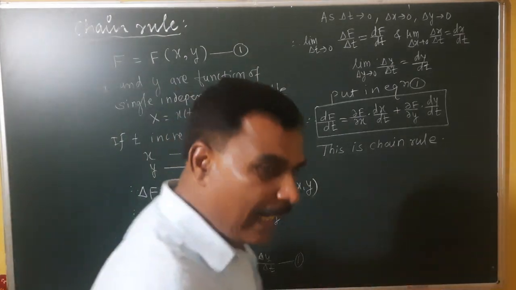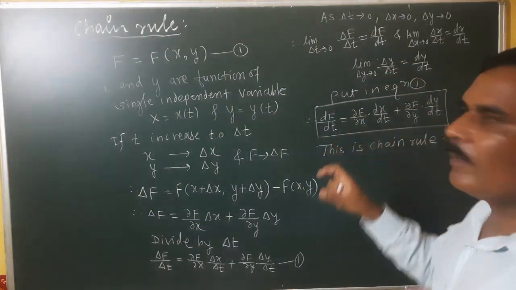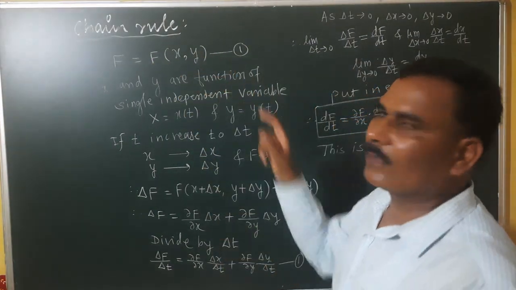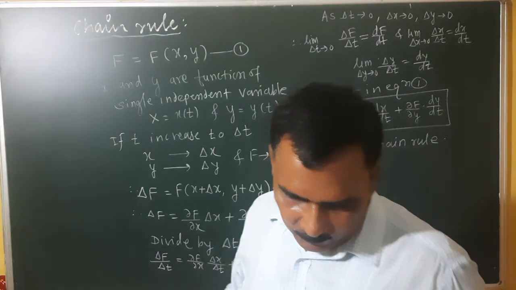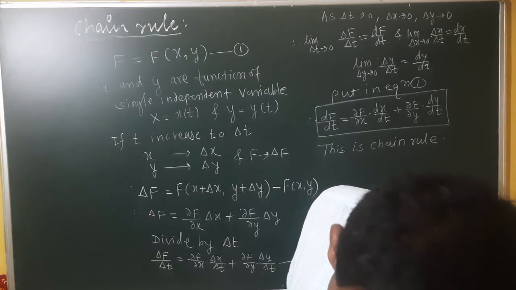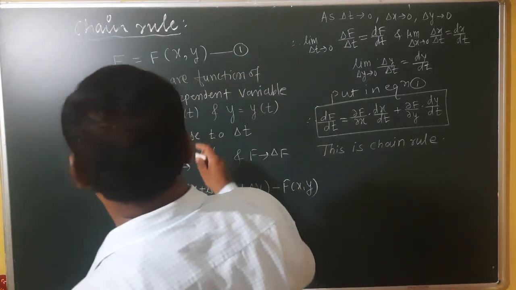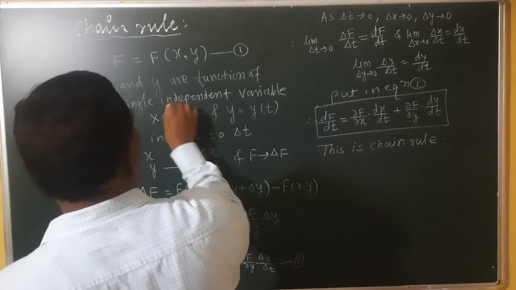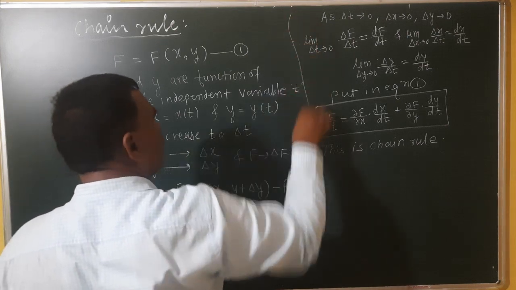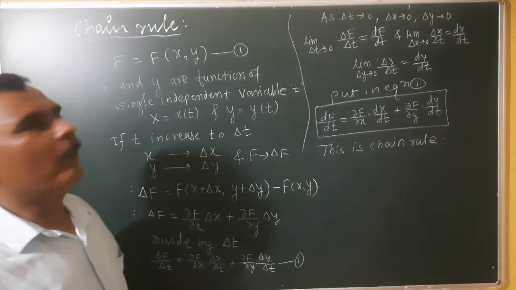Sometimes a question may be asked on this: write a short note on the chain rule. Which of the following is the formula for the chain rule? Just consider f is a function of two independent variables, say x and y. X and y are both functions of a single independent variable, say t, that is x is equal to x of t, y is equal to y of t.